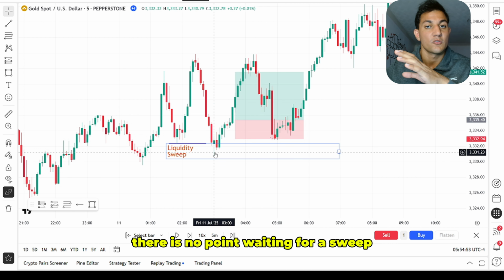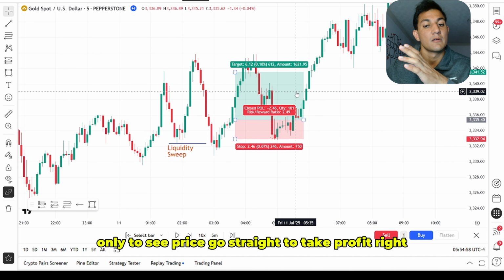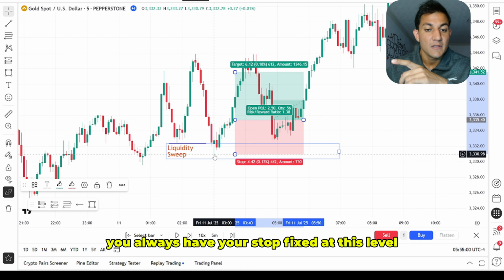There is no point waiting for a sweep, and this model will not work. You will get stopped out only to see price go straight to take profit, right? You always have your stop fixed at this low.